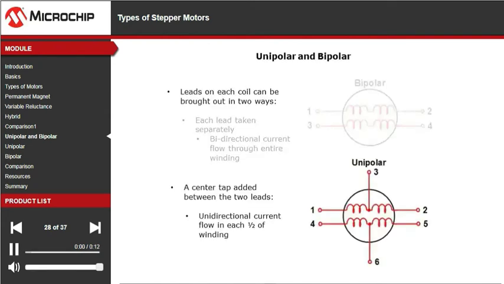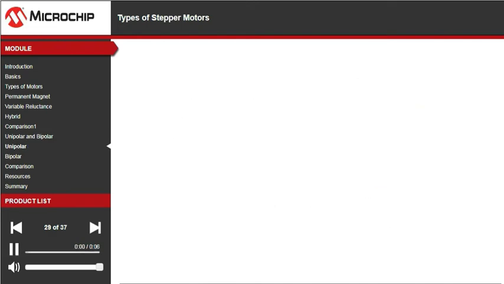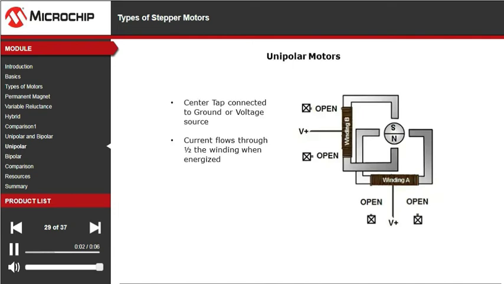The unipolar configuration, on the other hand, only allows current flow in half of the winding at one time. Notice that each winding has a center tap that is brought outside of the motor, along with each winding lead. In this example of a unipolar motor, the center tap lead is connected to a positive voltage source.